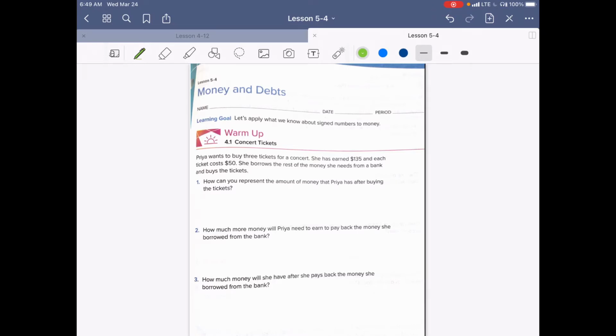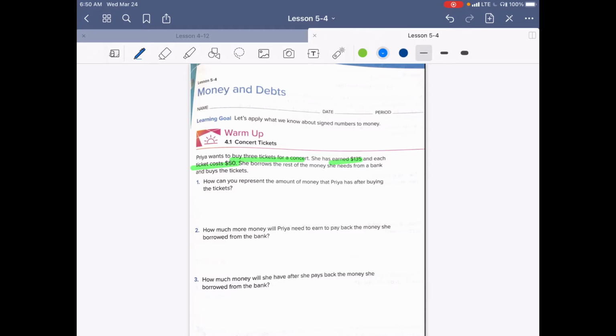Welcome back. So Priya wants to buy 3 tickets for a concert. Let's highlight that important information. She's buying 3 tickets. She has earned $135 and each ticket costs $50. She borrowed the rest of the money she needs from a bank and buys the tickets. So if we look at number 1, how can you represent the amount of money that Priya has after buying the tickets?